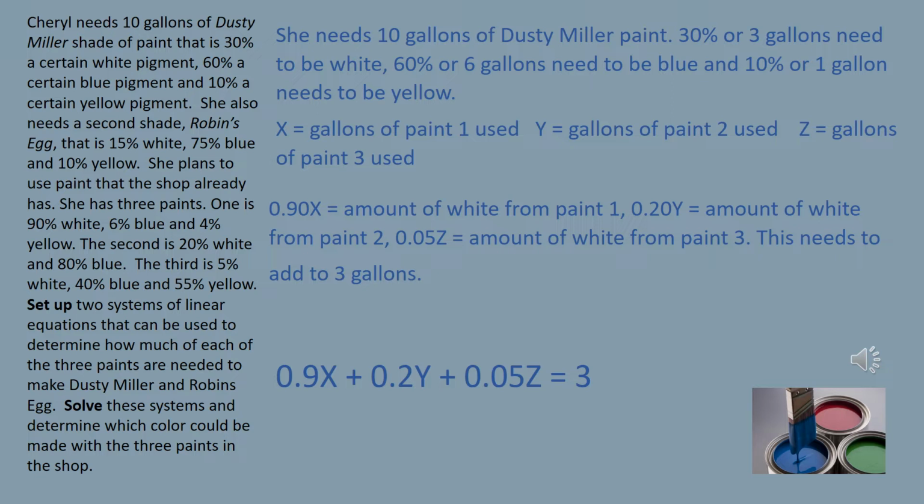So 0.9 times X will be the amount of white paint from paint 1, because remember, paint 1 is 90% of the white pigment. 0.2 times Y is the amount of white paint from paint 2, because paint 2 is 20% white. And 0.05 Z is the amount of white paint from paint 3. You want all 3 of those to add up to 3 gallons so that your Dusty Miller paint has 30% of the white. So our first equation is 0.9x plus 0.2y plus 0.05z set equal to 3.